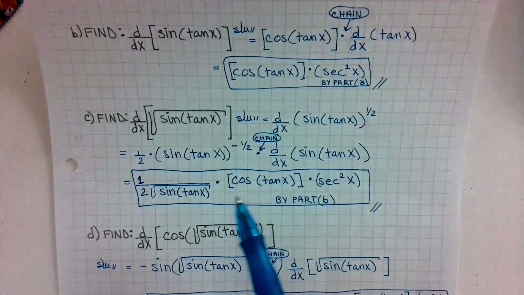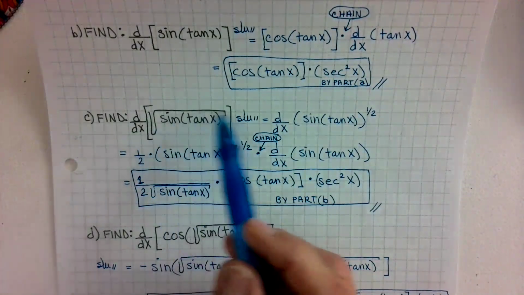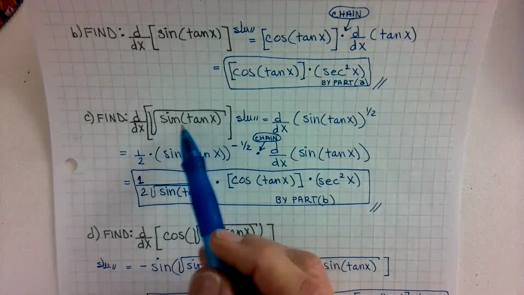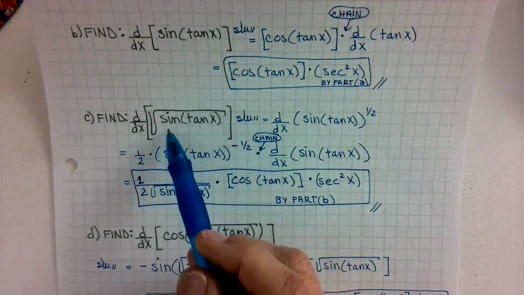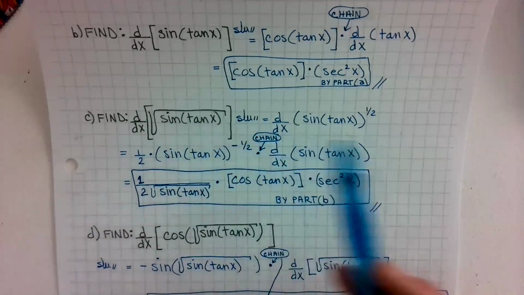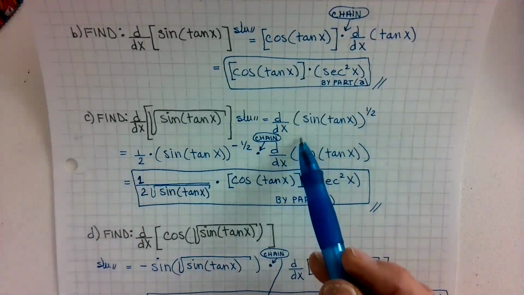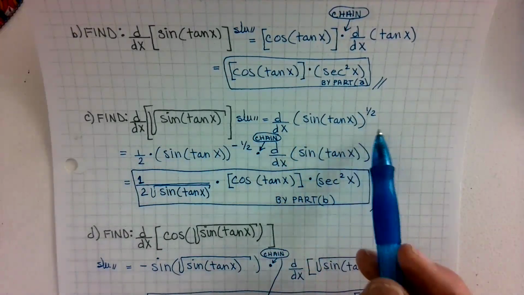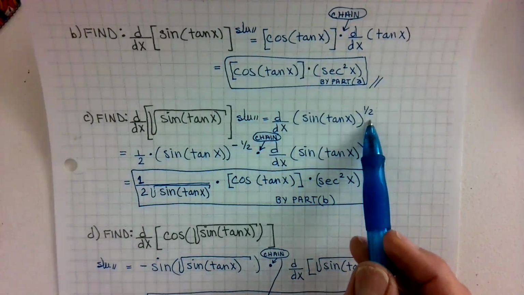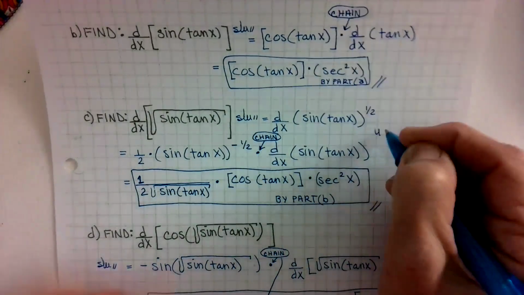Part C, find the derivative with respect to x of the big square root of the sine of the tangent of x. So here's my composite function under a radical sign. Solution. I'm going to rewrite the square root as the 1/2 power. So this is the derivative with respect to x of the sine of the tangent of x, to the 1/2. Well, first of all, I'm going to use the power rule. And I should say that somewhere. Use power rule.